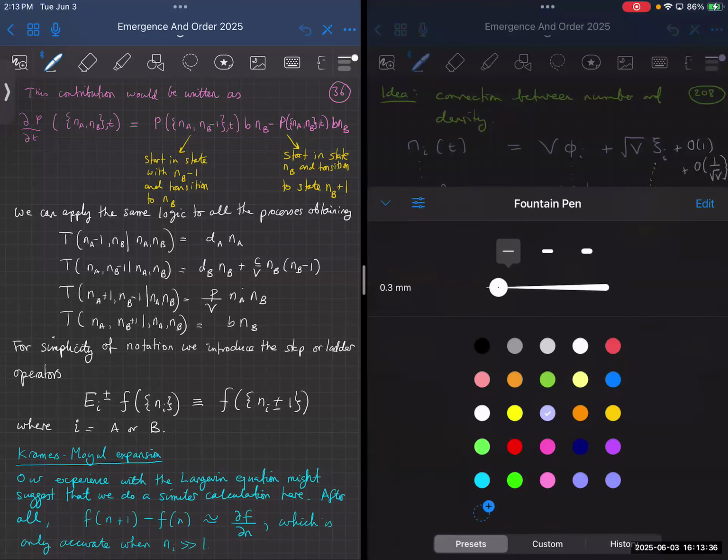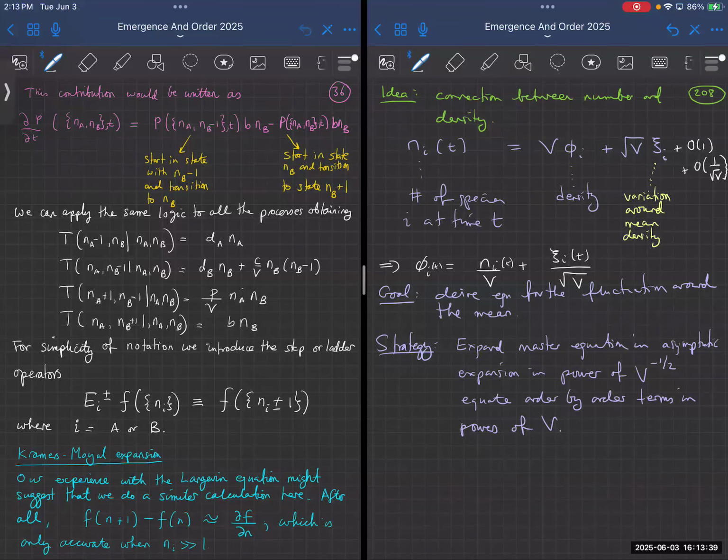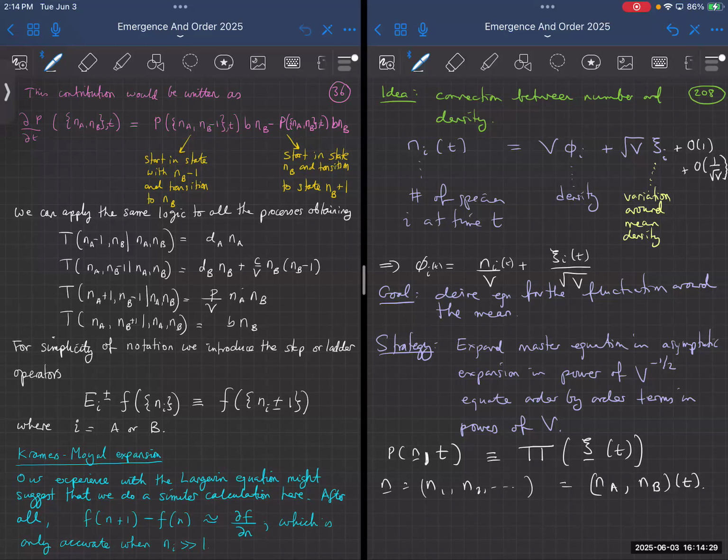Okay, so that's the strategy. Obviously, I'm not going to go through all the algebra for you. I'm just going to show you roughly what you get, the key steps of it, because it's quite involved to do it all. So basically, the idea is that we say the probability of seeing the system with the various n, the occupation numbers of the various species at time t, I'm going to write that as some new distribution pi of the fluctuations about the mean at time t. So this n here is n1, n2, etc. And in our particular case, it's the number of predators and the number of prey. So it's just like that as a function of time.